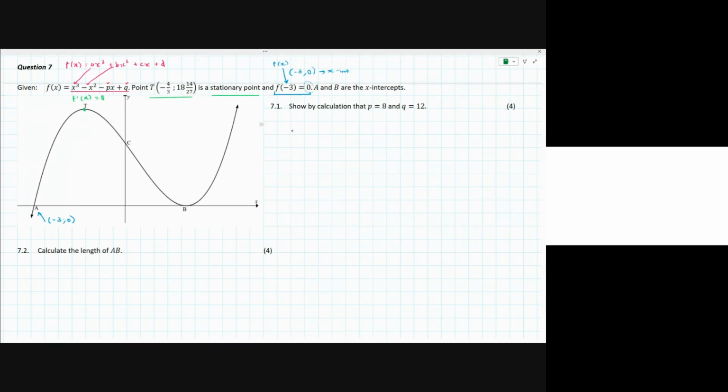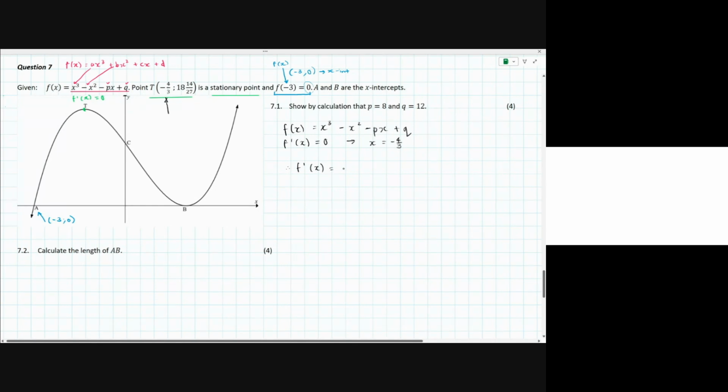We have got f of x, which is x cubed minus x squared minus px plus q. If we were to find the first derivative of that, we would make that equal to 0, but we also would know that the x coordinate at that point is at -4/3. Because if we go to our turning point, that is the x value of my stationary point that I was given. So let's find the first derivative.